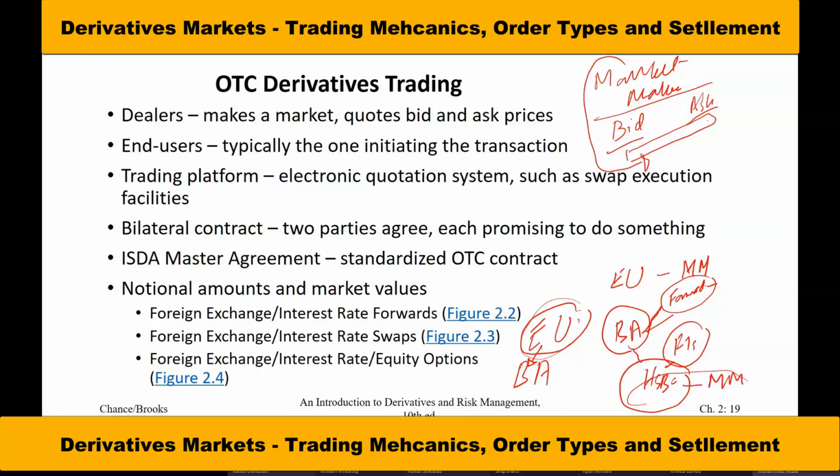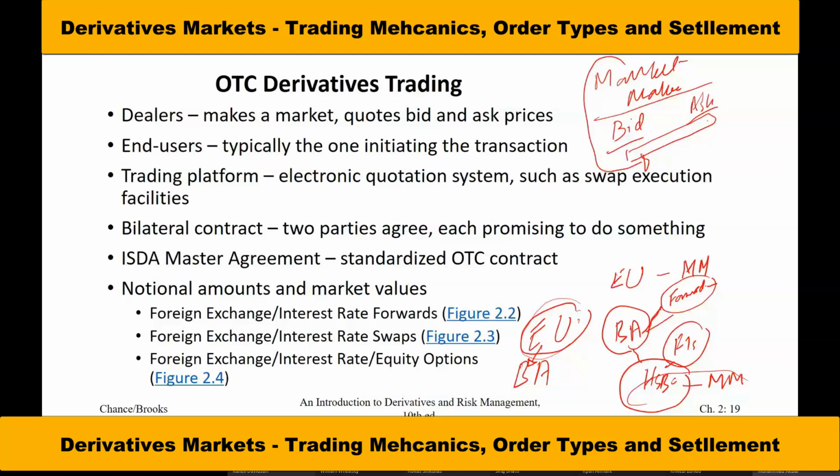Trading platforms are now available for OTC markets, and even for swaps we have electronic quotation systems, and these platforms are now providing swap execution facilities. So if you want to enter into a swap as a fixed rate payer or as a fixed rate receiver, you can see these quotes available through different trading platforms. Ten, fifteen years ago, it was not possible, but now swaps even have their own electronic quotation system, just like NASDAQ.